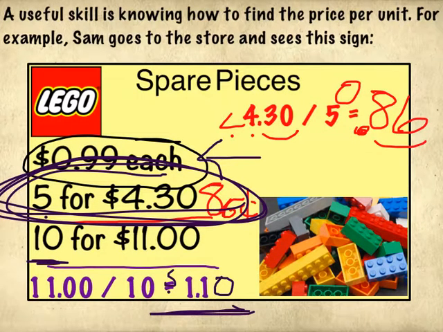And that's all there is to figuring out the price of individual units. You just take the total, so in this case $4.30, and you divide it by how many units you're getting, and that tells you the price per unit.